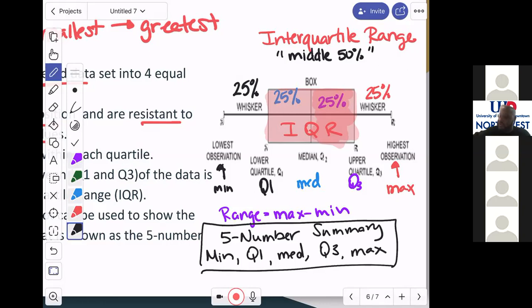In this case, the 5-number summary is pretty much resistant because you have your quartiles. Your quartiles are resistant measures. Outliers do not affect them. They want to sit in positions. Q1, the median, Q3 are all resistant measures.